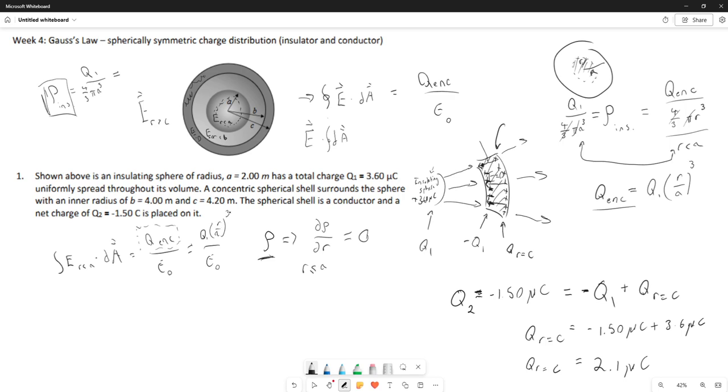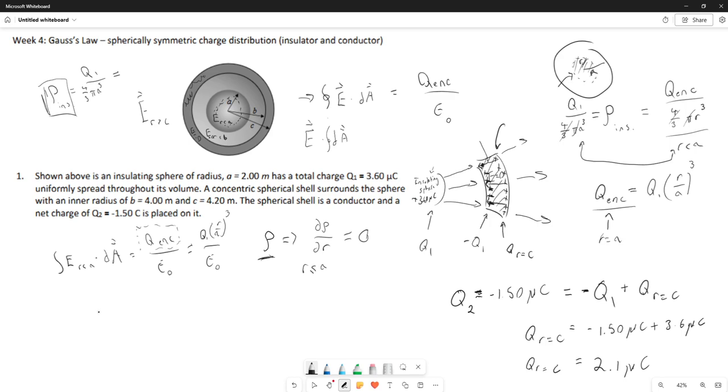And just to sanity check ourselves, let's check Q enclosed at its boundaries. The amount of charge enclosed when the radius of that general sphere is equal to A should be equal to the total charge on the sphere, right? So if we plug in r equals A, we should get Q1, and you see that you do. That's one way to check. If you plug in r equals 0, then you get 0 charge enclosed. So it seems to make sense.